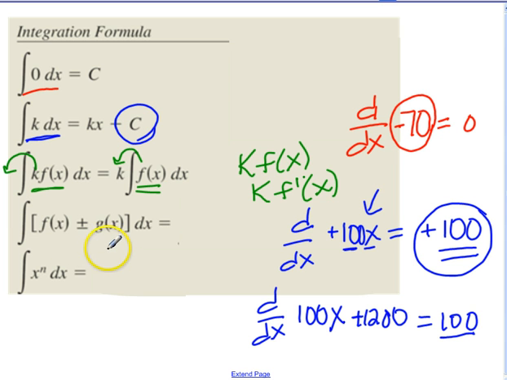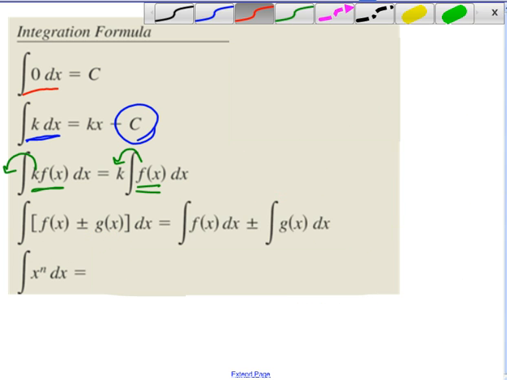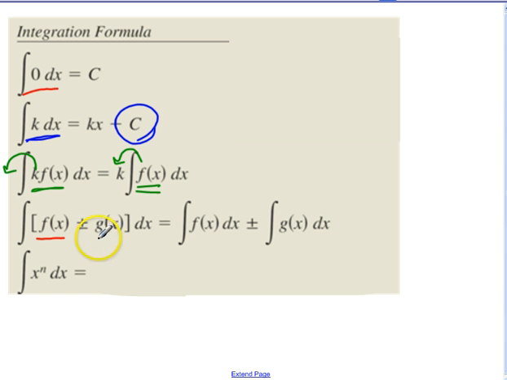The same thing works with this sum and difference formula. If I have the antiderivative of f of x plus or minus g of x, I can actually split it into the antiderivative of each part. And that is very helpful to do when you're taking antiderivatives.